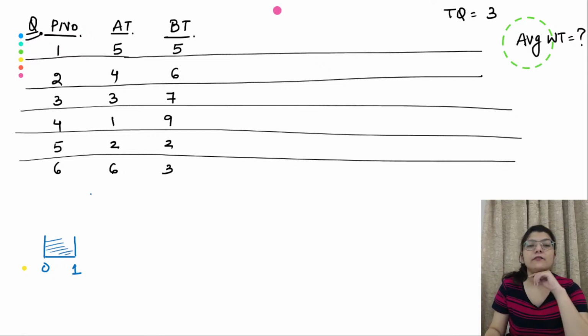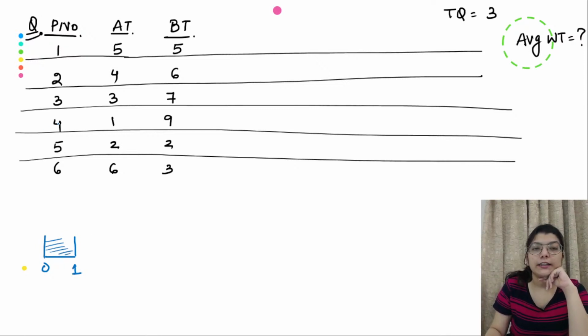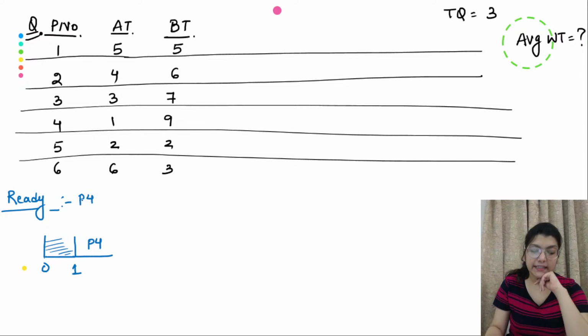Then at 1, we have what? We have 4. Okay, process number 4. Process number 4 arrived. So in ready queue, if this is our ready queue with us, the first process that came was P4, right? Then P4 came, so what is the time quantum? 3, so it will run till 3, so that is now your time is 4.